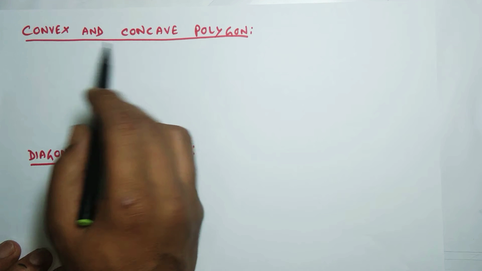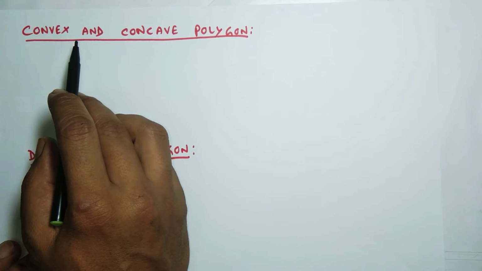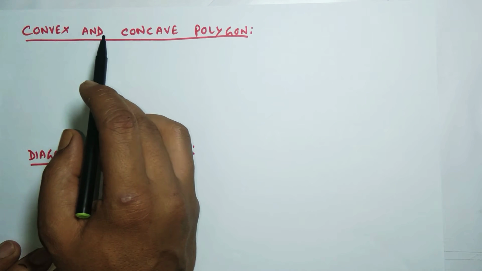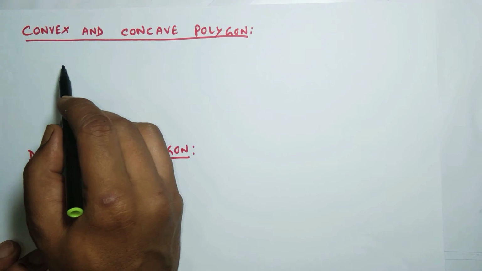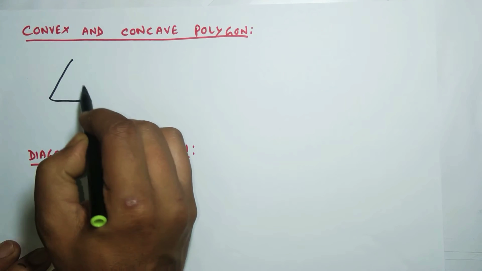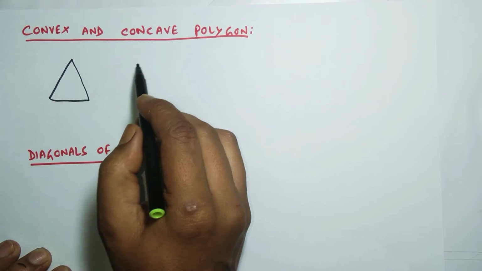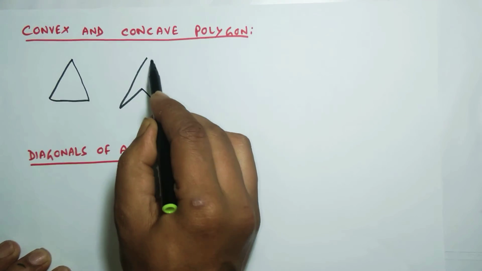degrees, and if it does not satisfy that, that means if any one angle is more than 180 degrees, then it is a concave polygon. Look at some polygons. Look at this one. This is a polygon. Look at this one. This is also a polygon.